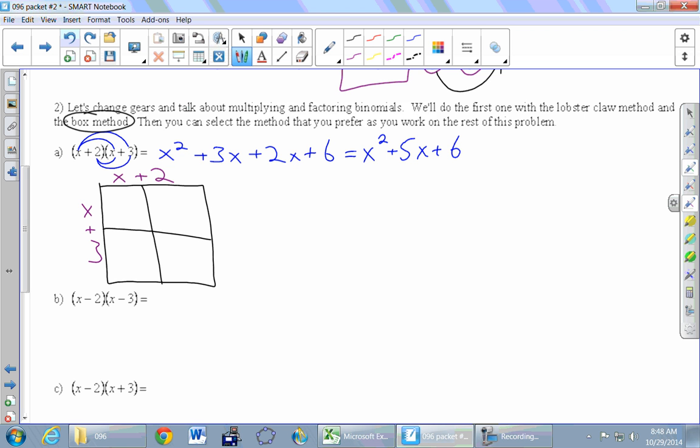And then to figure out what goes in each part of this square, all we do is we multiply the two things that are kind of nearby. So this x gets multiplied by this x and gives me x squared. And then the next one, I'm going to take this positive 2 and multiply it by that positive x and get 2x. See if you can fill in the bottom row there. So we're just multiplying the two things that kind of make each smaller square.